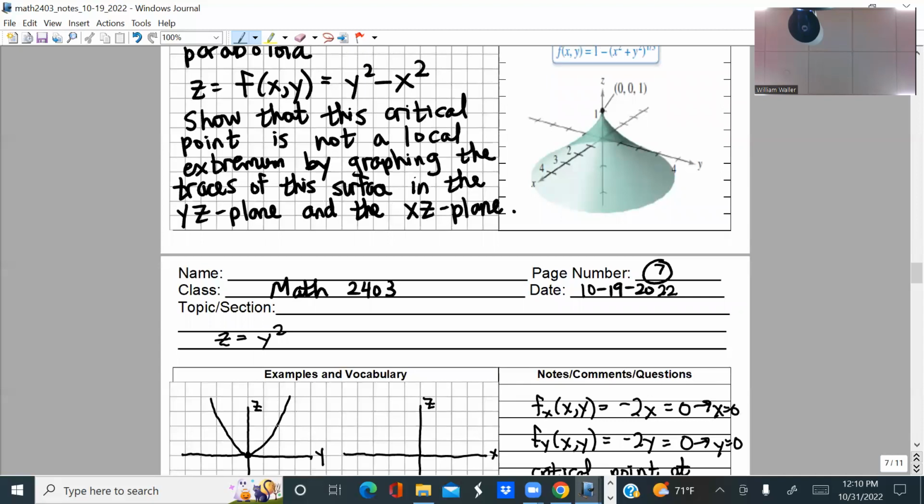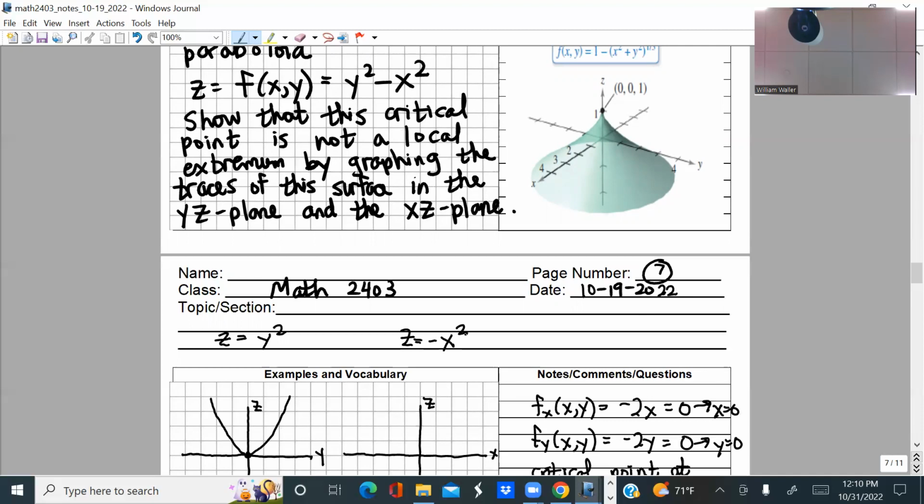A minimum, right? Because it looks like on both sides the surface is going up. But now let's graph the trace in the xz plane. So in the xz plane, you do what? You set y equals 0, right? So that gives you z equals minus x squared.